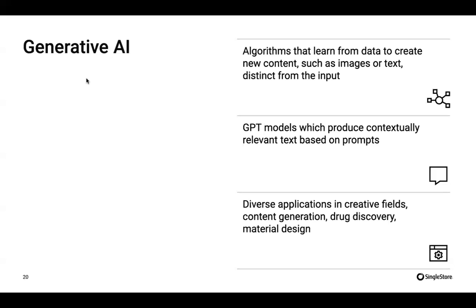Diverse applications in creative fields, content generation, drug discovery, material design. And I think this is where we will get some real benefits, but it's going to take a little bit of time. I think the dust needs to settle. People need to see the practical benefits of this for some of these application domains, but I think it's getting there. It's like that Gartner hype curve, okay?